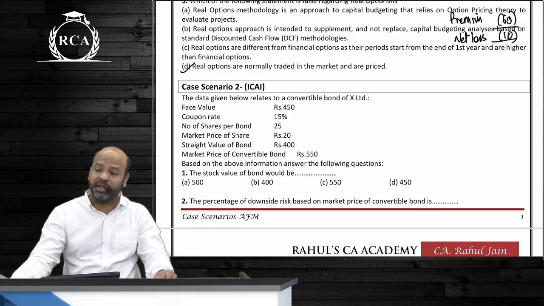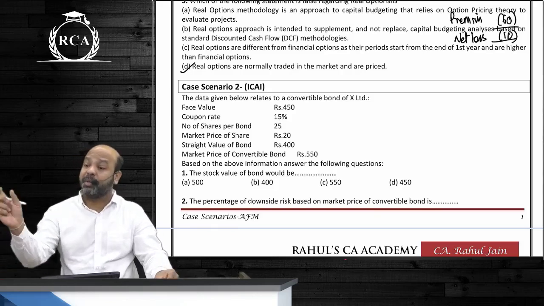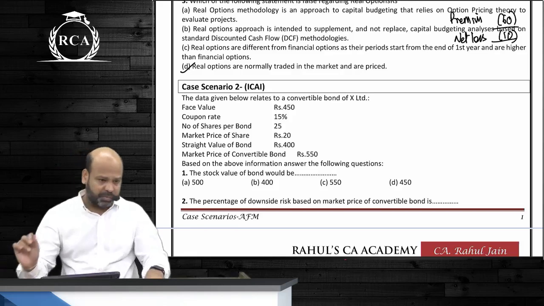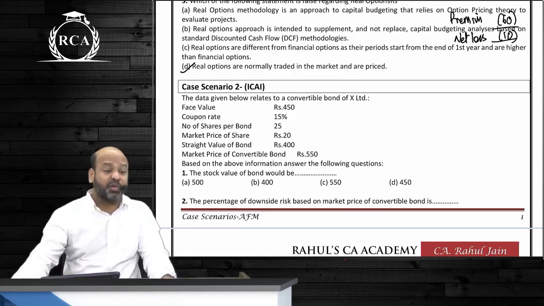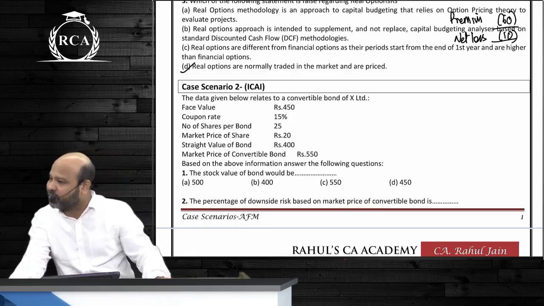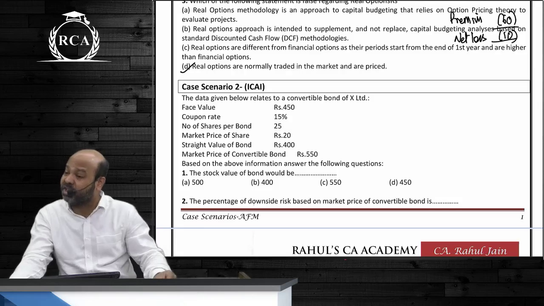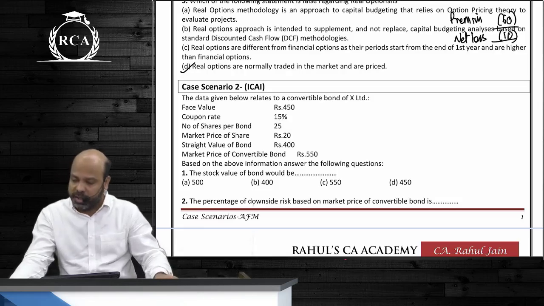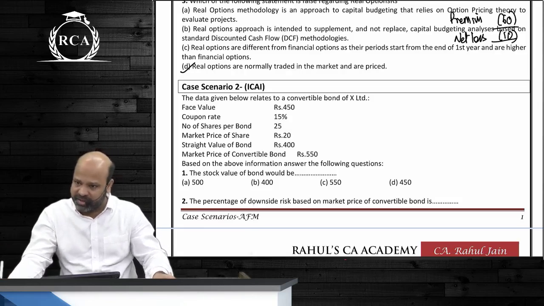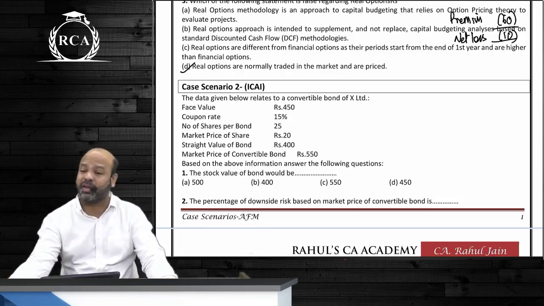What is downside risk? What do you need to do to compute conversion premium in percentage? Will you divide it? Conversion premium is nothing but the difference between conversion value and straight value of a bond. In order to compute that in percentage, will you divide that by conversion value or straight value of a bond? Excellent. You are paying premium over straight value. That is why you will divide it by straight value. How do you compute downside risk?